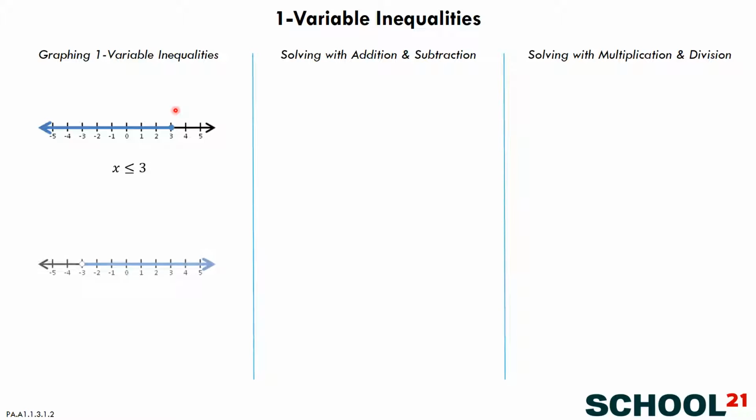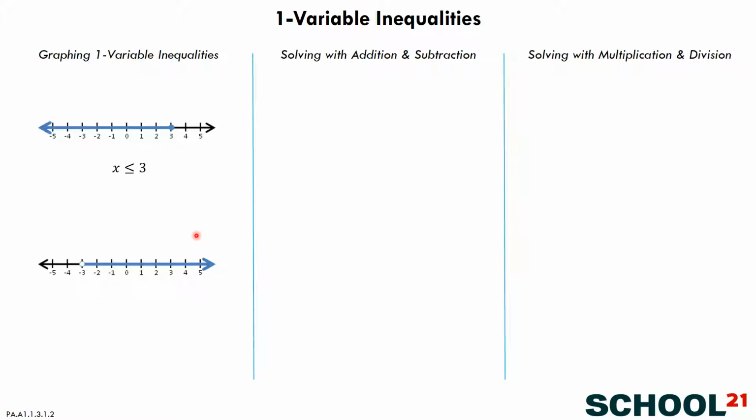Now let's look at another one here. What is different about this graph other than the direction that's being shaded? The point on -3 isn't filled in. Yeah, it's not filled in. It's an open point. So if you were to say about x, what this number line graph is saying about x, how would you state that in math terms?